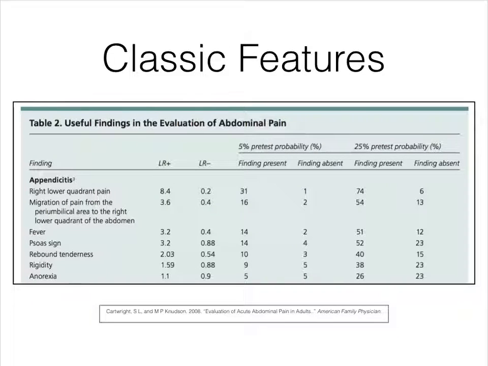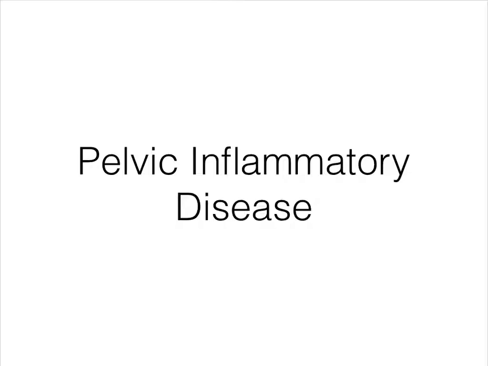This table from Cartwright and Knudsen shows the probability of certain symptoms associated with acute appendicitis. Obviously, there's a very high probability of right lower quadrant pain, but the next most likely finding is a migration of the pain from the periumbilical area to the right lower quadrant, and this is followed by fever. The rest of the findings are really physical exam findings, and they will be excluded from this exercise.